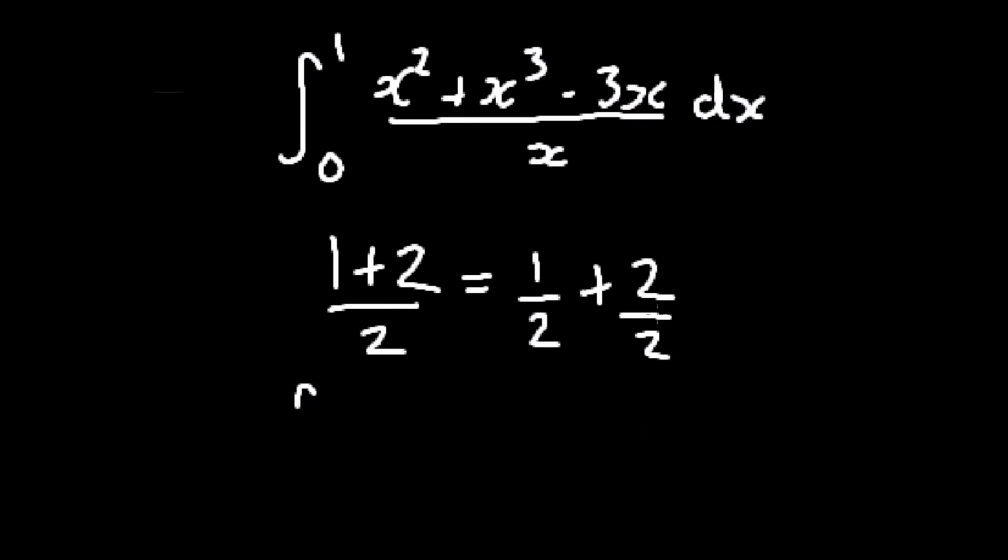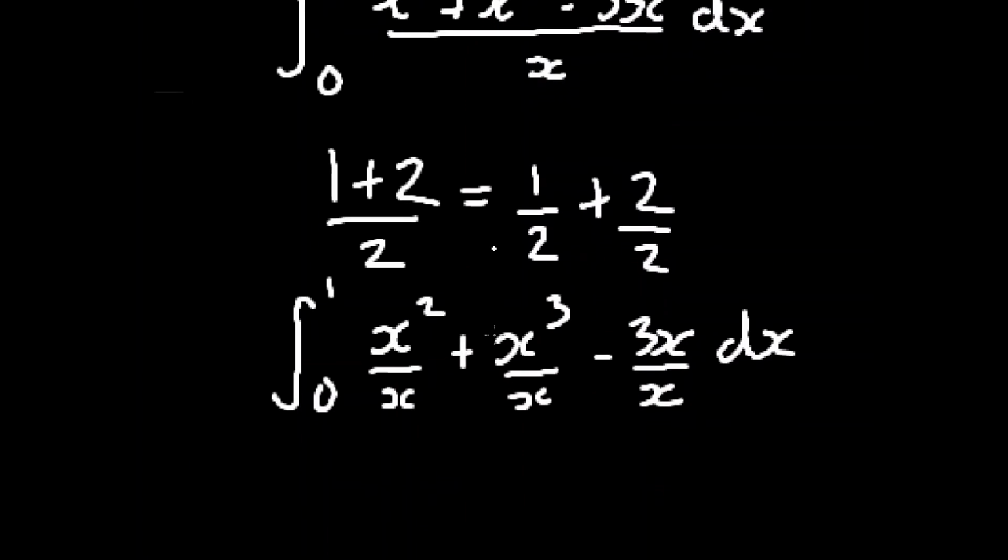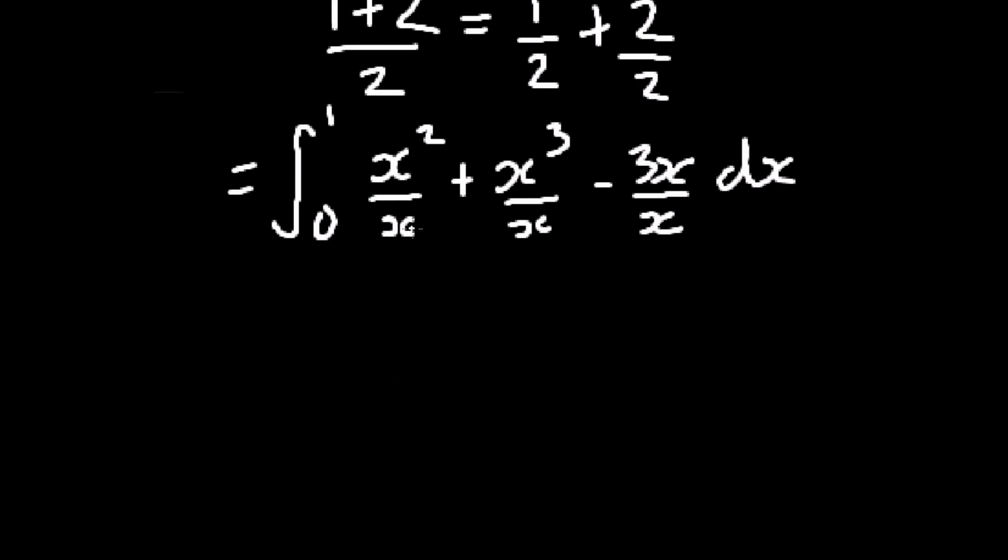So we can do the same thing, but instead of having numbers, we can have our letters. So let's split it all up and have x squared divided by x, plus x to the 3 divided by x, minus 3x divided by x. And hopefully you can see that you can simplify this, right? x squared divided by x is actually just like saying x. And this one here is just like saying x squared. And this last one is just like saying 3.